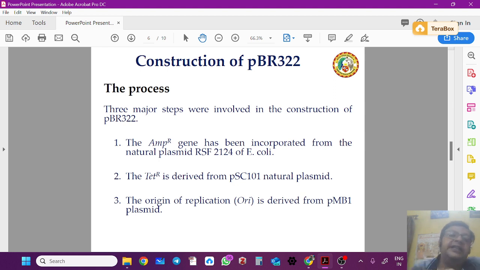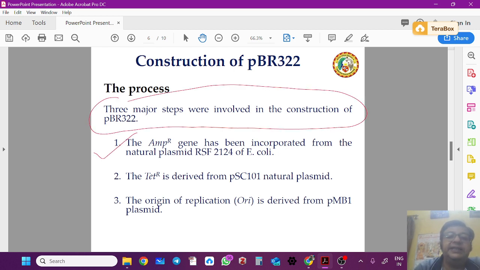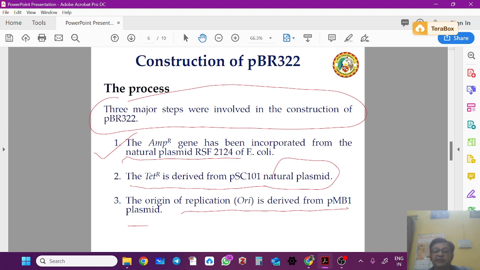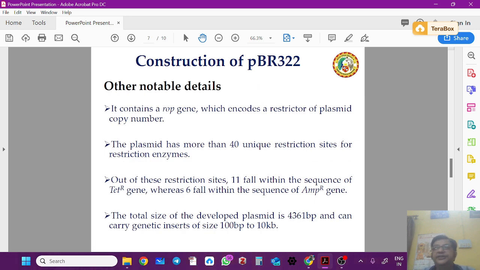So the major steps involved in the construction of pBR322: the ampicillin gene was incorporated from the natural plasmid RSF2124 of E. coli. The TET-R was derived from pSC101, which is also another natural plasmid. And the origin of replication ORI was derived from pMB1 plasmids. All these three were fused by a technique which you don't need for your exam.